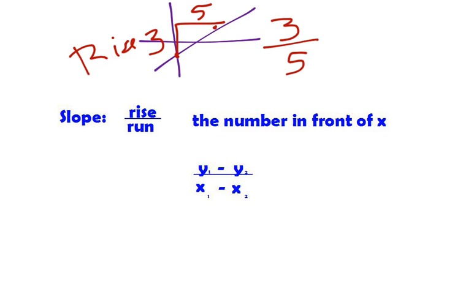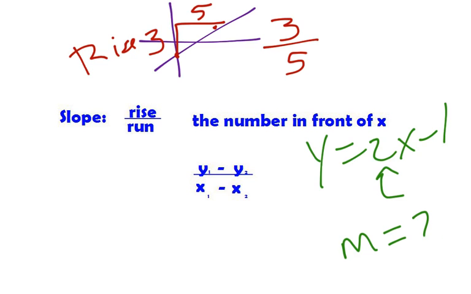If you have an equation, y equal 2x minus 1, the slope is the number in front of x. We learned yesterday that the letter for slope is m. So for this one, m is equal to 2.